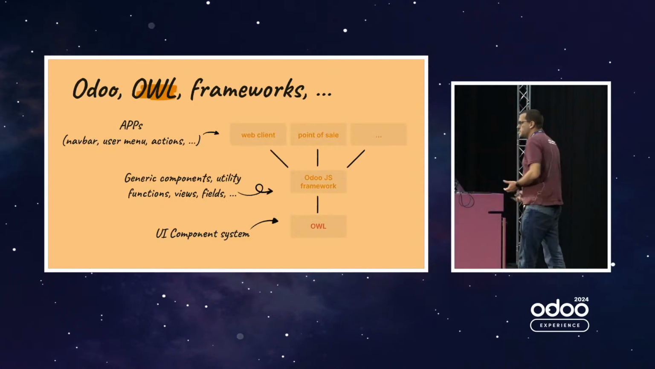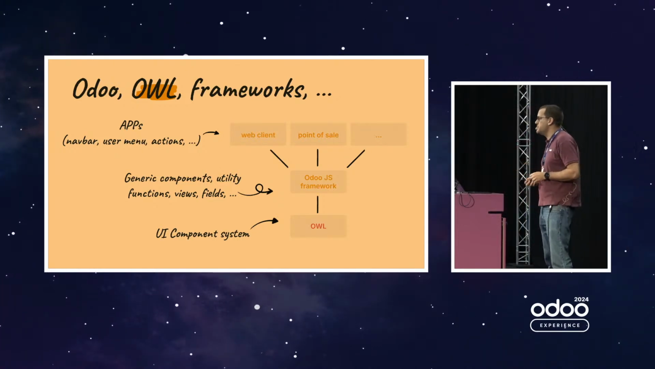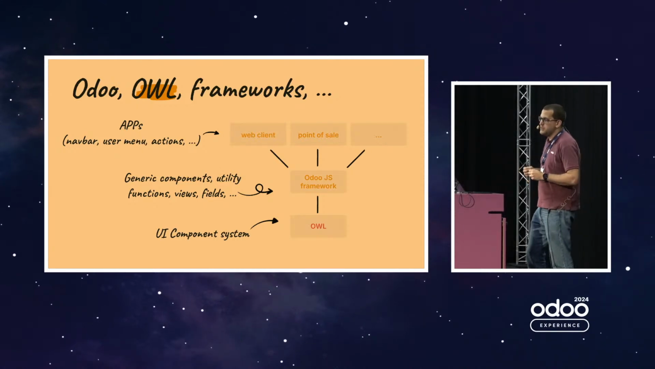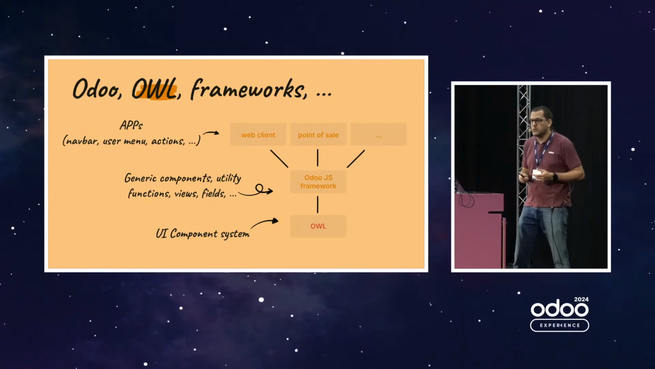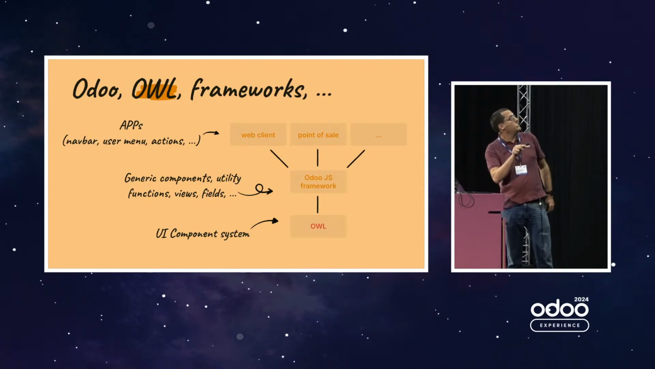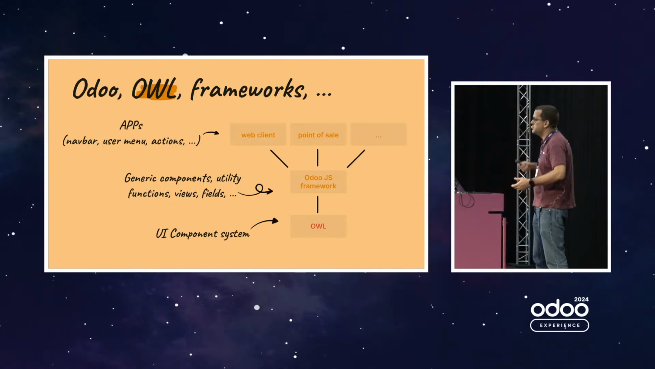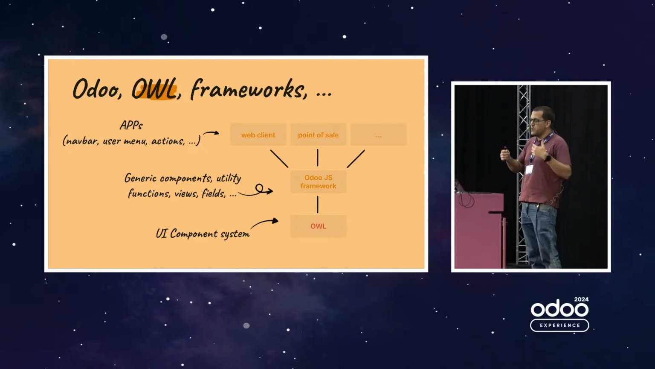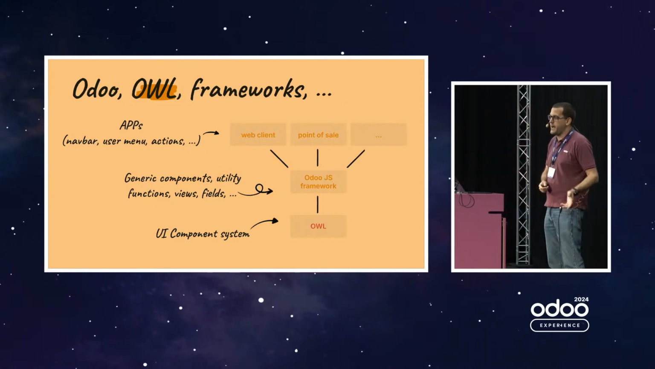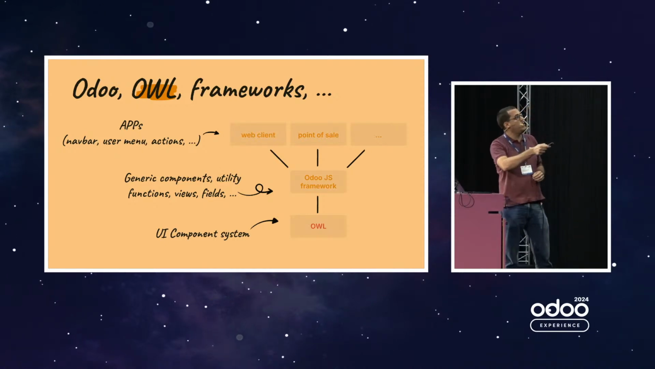Owl is fully integrated in Odoo. You maybe heard the developers talk about the JavaScript framework. When we talk about the JavaScript framework, we don't talk about just Owl. We talk about Owl, which is the component system, but we also talk about the Odoo JS framework, with all the generic components that we create, the fields, the views, the utilities. And on top of that, we also have the web client, the navbar, the user menu, the actions, and all the services. So today we're just going to talk about Owl.